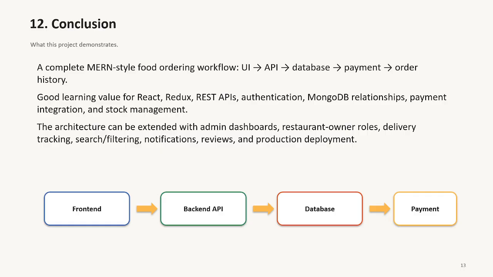Now finally, the conclusion. To conclude, this project demonstrates a complete MERN stack online food ordering platform. Through this project, I learned how different technologies work together. React provides the user interface. Express and Node.js handle client requests. MongoDB stores application data. JWT and bcrypt improve security. Stripe handles secure online payment. This project follows a proper client-server architecture and demonstrates the complete lifecycle of an online order.